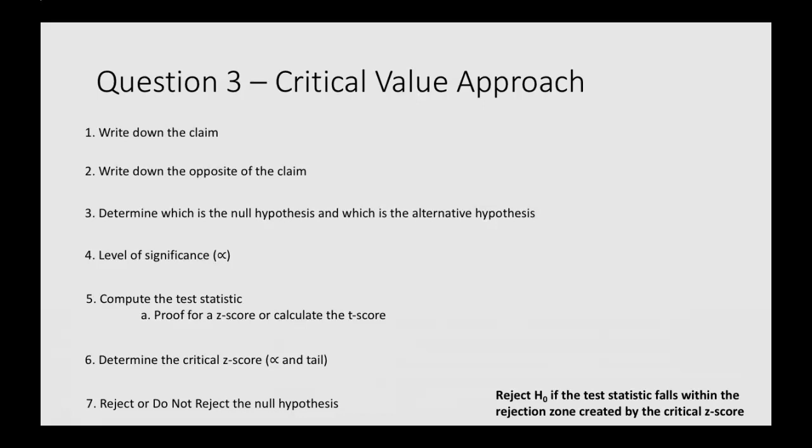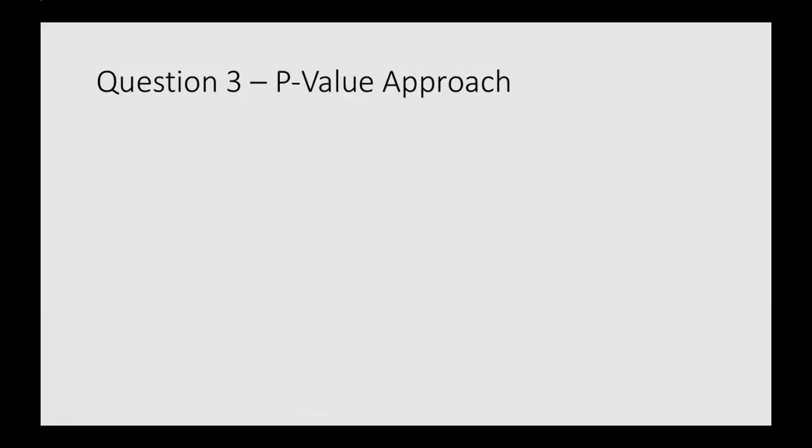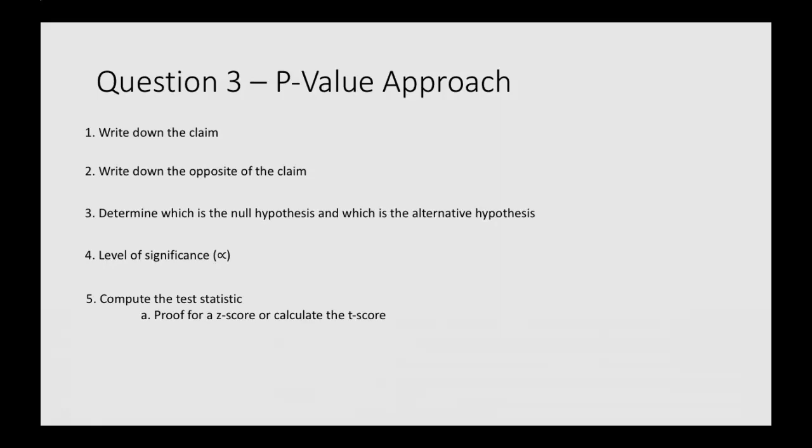So that's the critical value approach. We also have the p-value approach. And what's nice about these two different approaches is the first 5 steps are exactly the same. These approaches break off at step number 6. So in the p-value approach, you still write down your claim. You still write down the opposite of the claim. You still determine which is the null hypothesis and which is the alternative hypothesis. You still write down your alpha, your level of significance. And then you still find your test statistic the same sort of way. You still have to prove for a z-score, or you just use a t-score. So those first 5 steps, exactly the same.